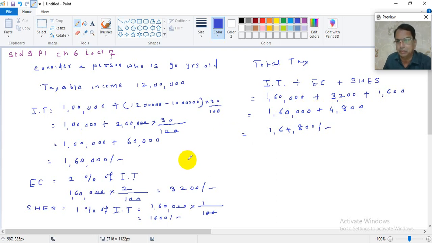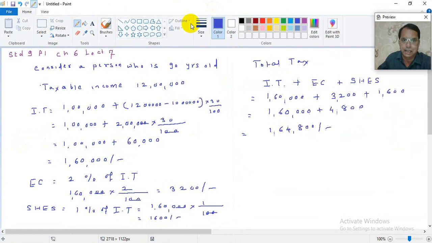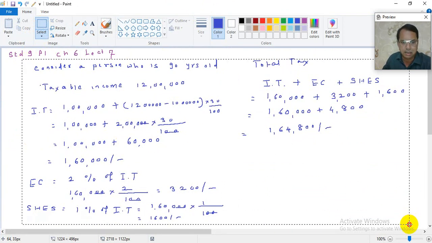So I have shown in this lecture and the previous lecture 3 different examples where the age of the person matters. If it is less than 60 years, what to do? If it is between 60 to 80 years, then that person is considered a senior citizen, and above 80 it is a super senior citizen. So in all these 3 cases, we have seen how to use the table and calculate the income tax. So very simple calculations. Just you have to do proper error free calculations.